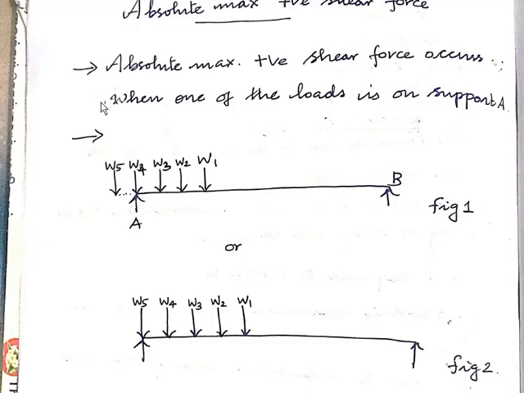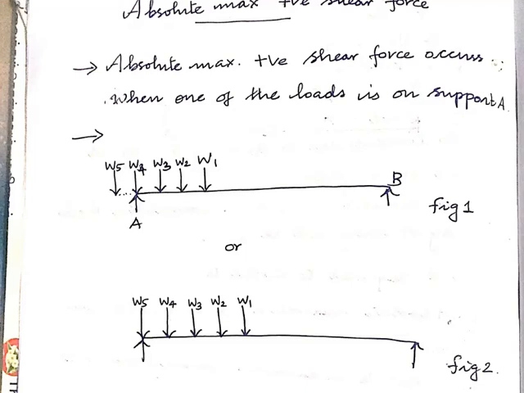So for the absolute maximum positive shear force to occur, any one of the positions in figure 1 or figure 2 should be the load position. In figure 1, most of the loads have crossed the support A, but the fourth load is on A and the fifth load has not reached the support yet. In the second figure, the last load is on the support A.